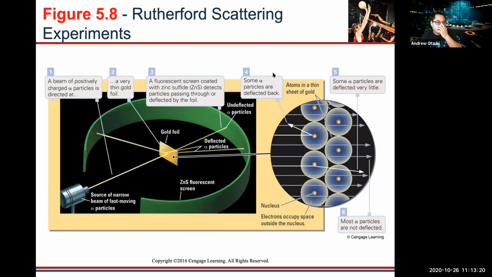So what he can conclude from these experiments is that the atom itself is mostly empty space, but dead at the center is something called the nucleus, which deflected those particles. That is Rutherford's famous scattering experiment. Okay, so let's go on here.